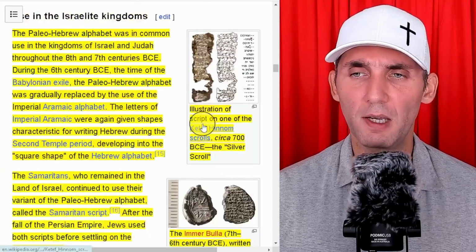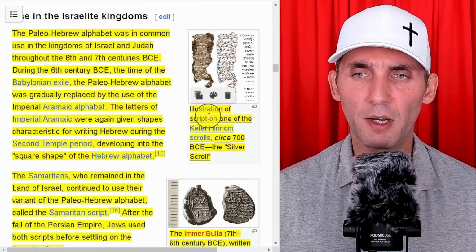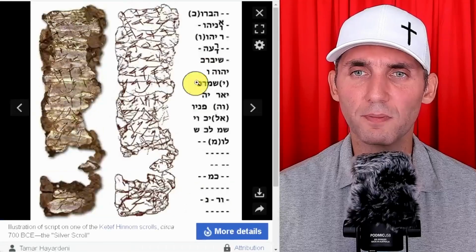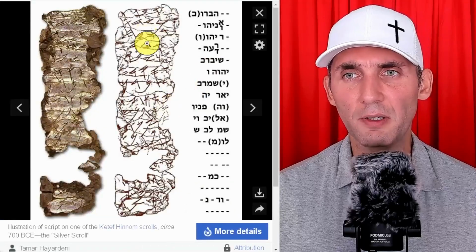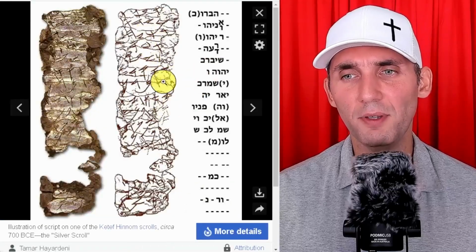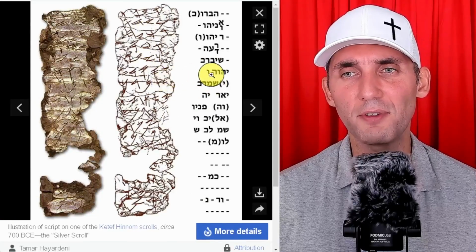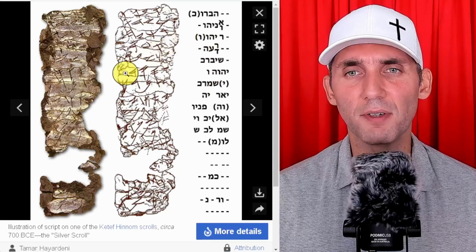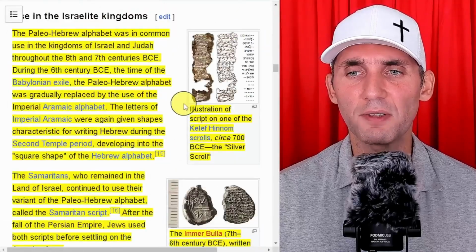This is an old scroll of, I believe it's a part of Deuteronomy. It's called the Ketef Hinnom scroll. And you can discern. Now look at, they put the actual modern Hebrew next to it. Look at the differences. Two totally different alphabets. Very, very different. And of course, there's a reason for that.